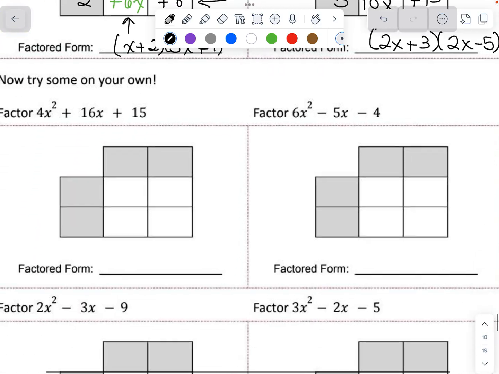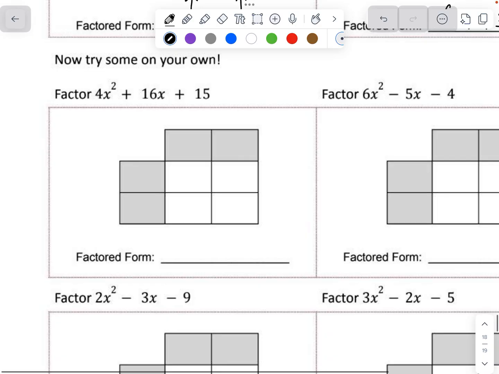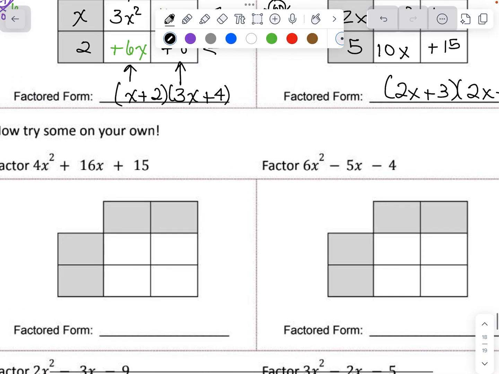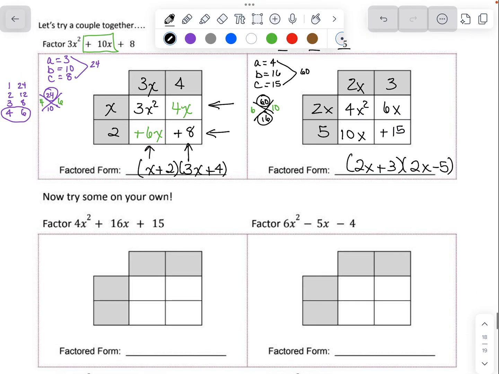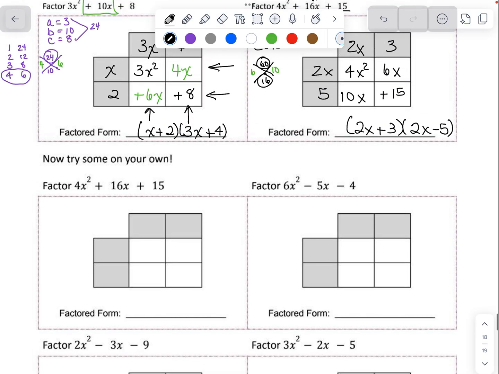All right, let's try one more, and then you can get some practice on your own. This is the exact same one, so I'm going to make up another problem here. Let's make this 4x squared plus 13x plus 10. So 4x squared plus 13x plus 10.